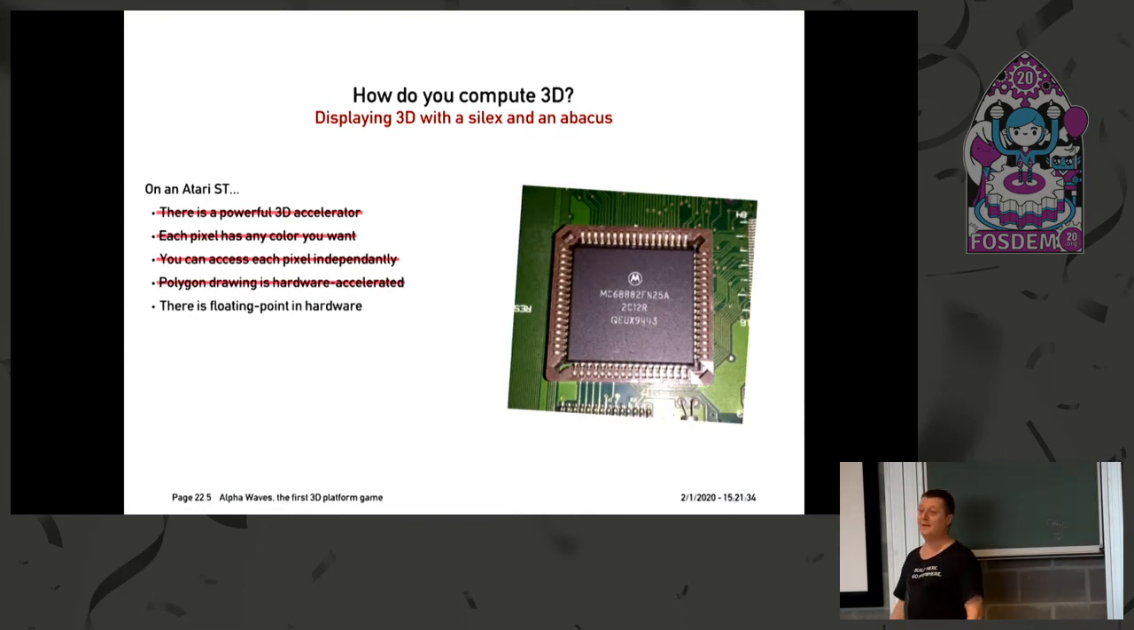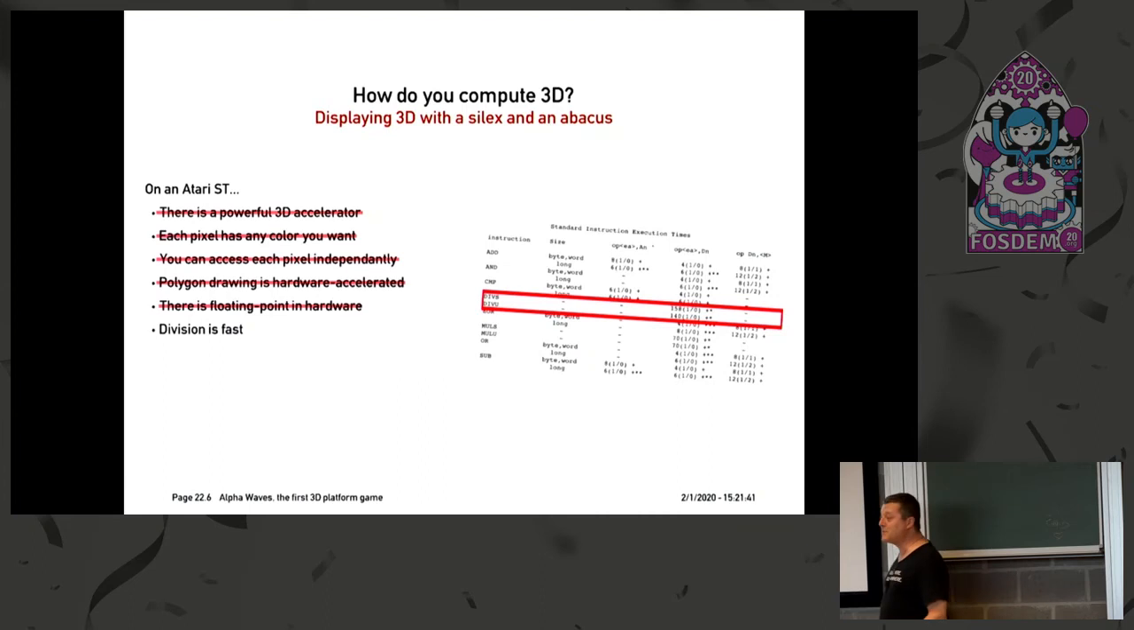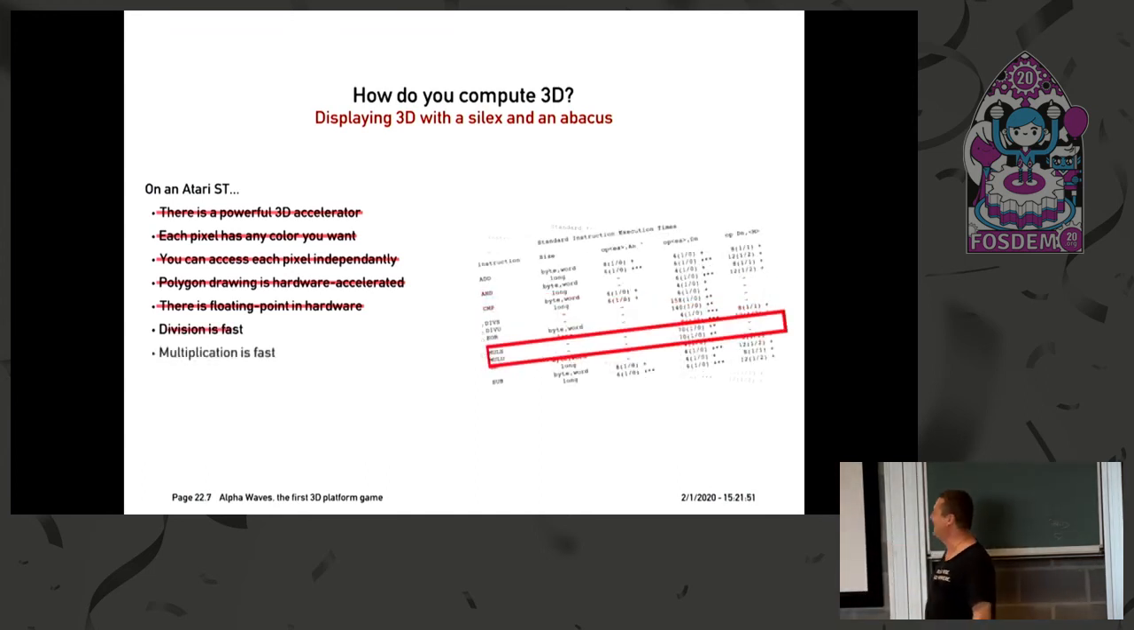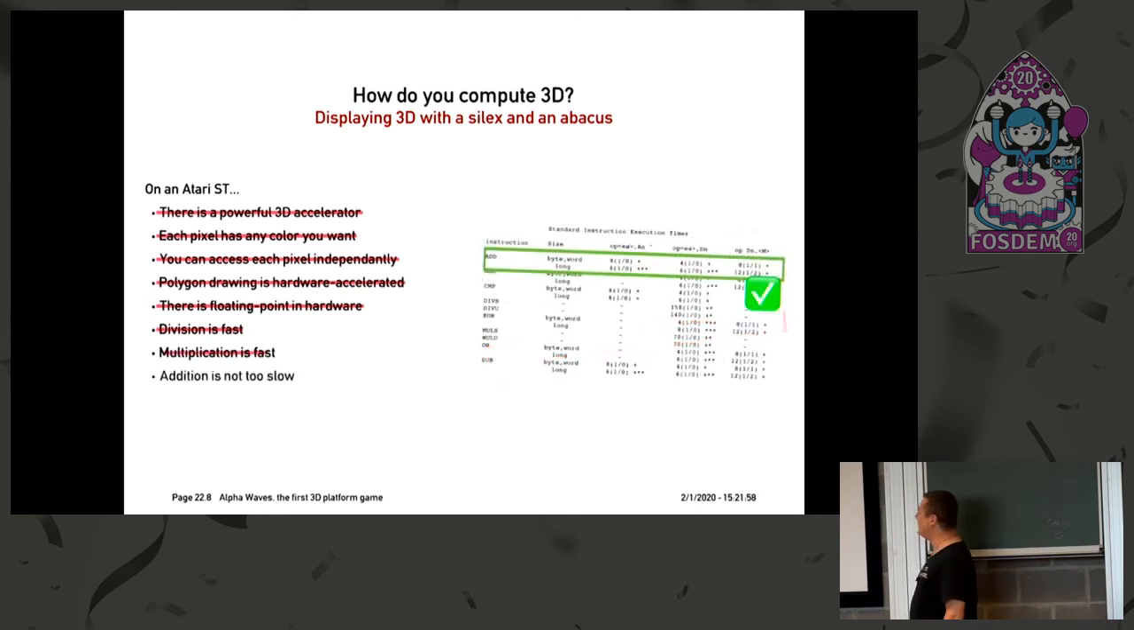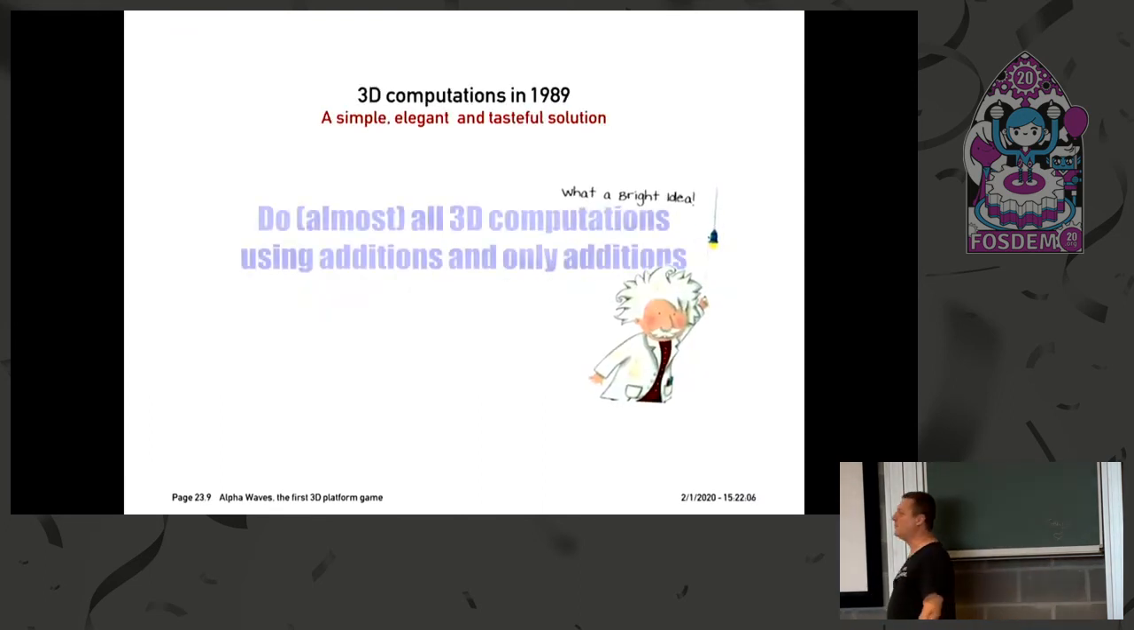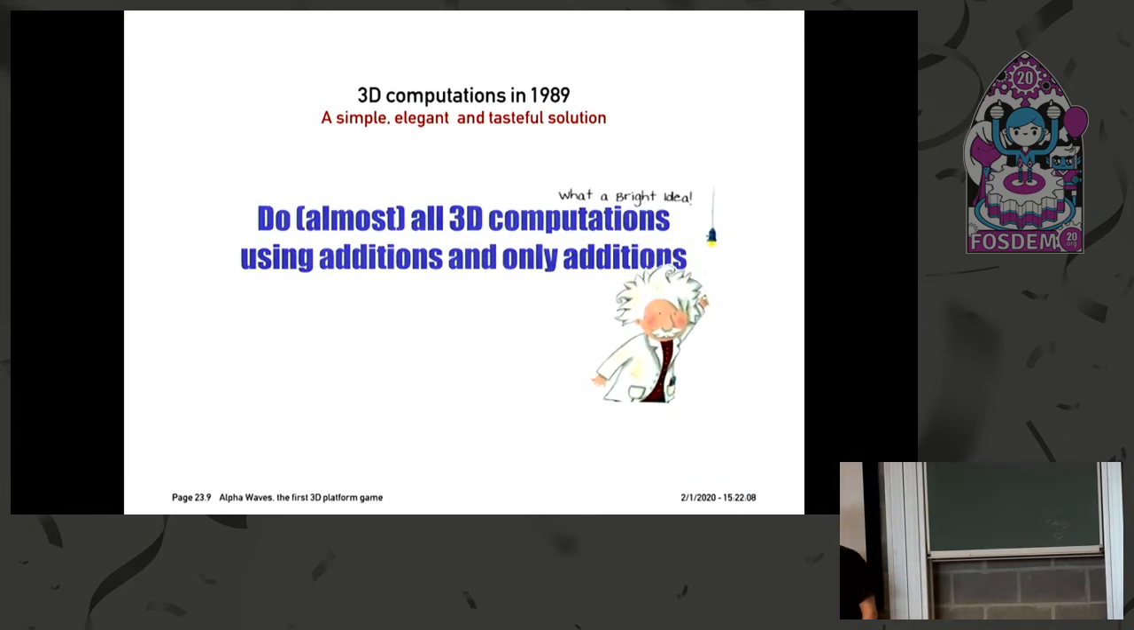Okay, floating point maybe. I know the 68882 would come a couple of years later only. Okay, division, maybe division is fast. Takes 158 cycles to do one division. Okay, maybe I can do a multiplication. Actually, a multiplication is only 70 cycles, so it's faster than division, but still. Okay, what about additions? Additions are 4 cycles. That's good. I can do something with additions. So basically, I rewrote the problem as, how can you do 3D graphics with only additions?